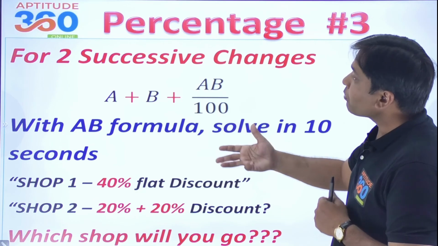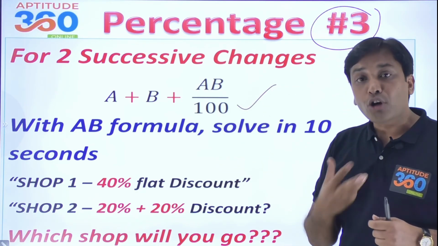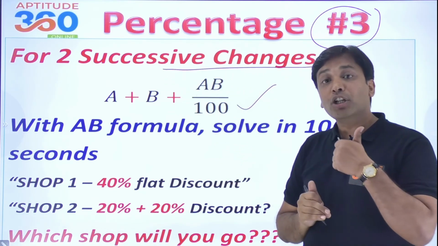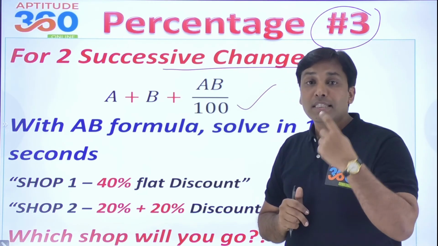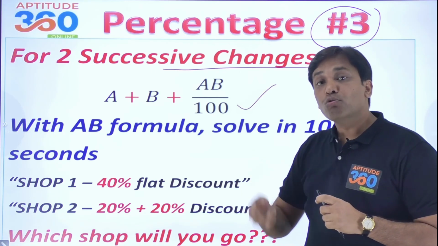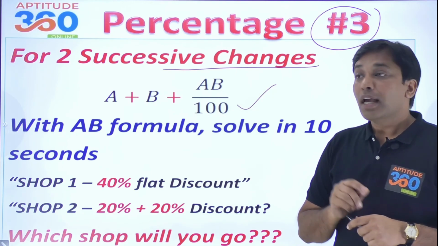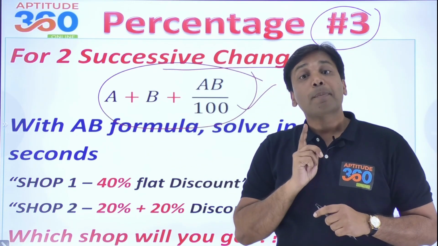Now, the agenda for the third video is going to be how do you solve problems about two successive percentile changes. So in video number 1 and in video number 2, which is this video, we talked about single percentile changes, right? What if you come across two successive percentile changes like this, right? So what is that you should be doing? And what's the meaning of this particular formula is going to be the agenda in the third video, right?